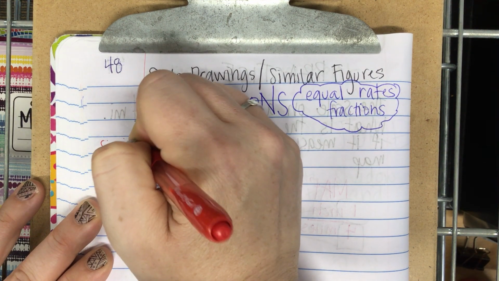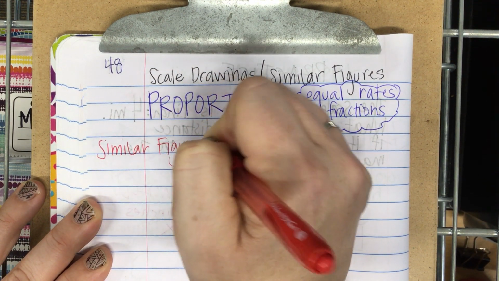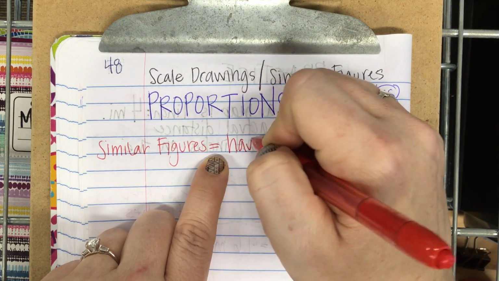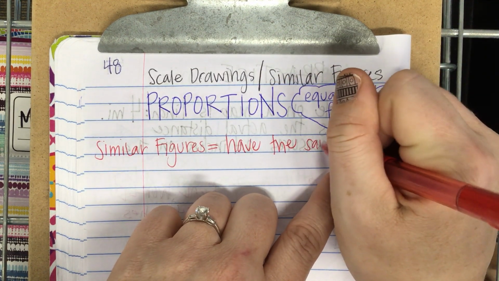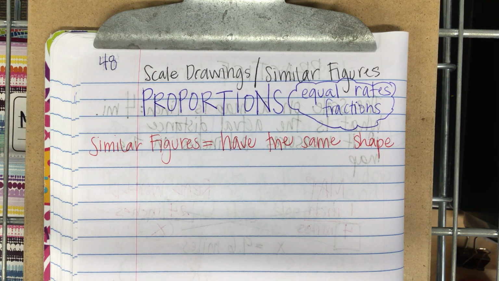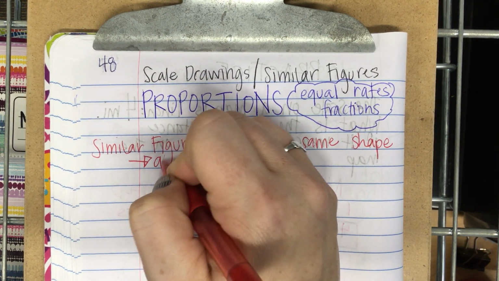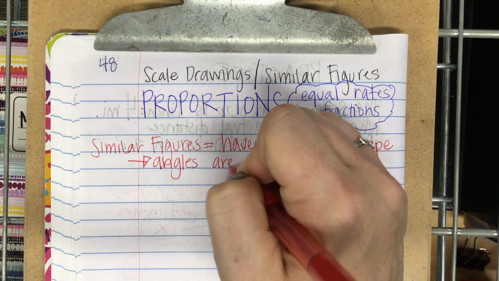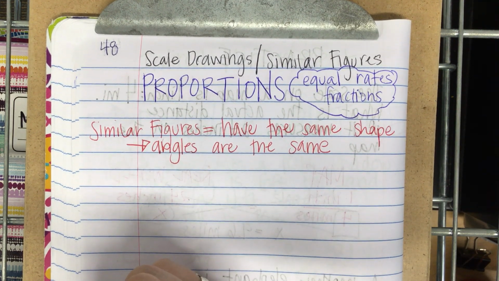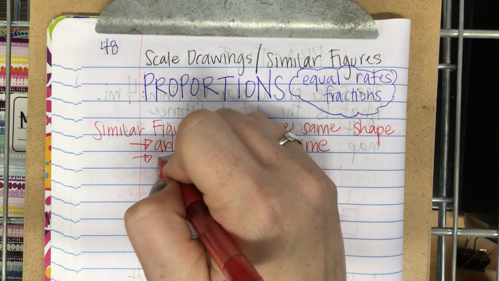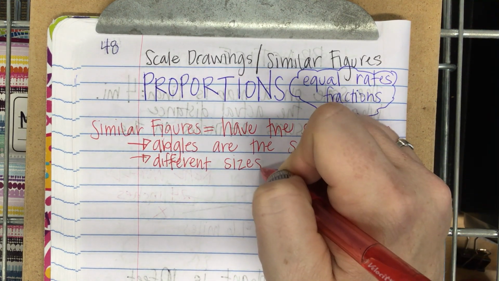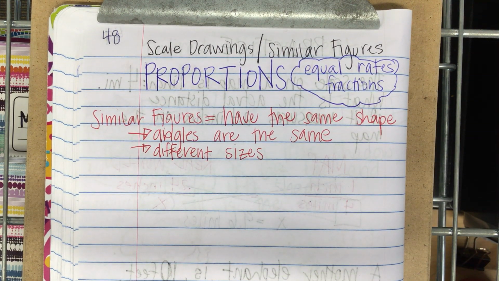Similar figures have the same shape. It means that their angles are the same. But they're different sizes. One's small and one's bigger.